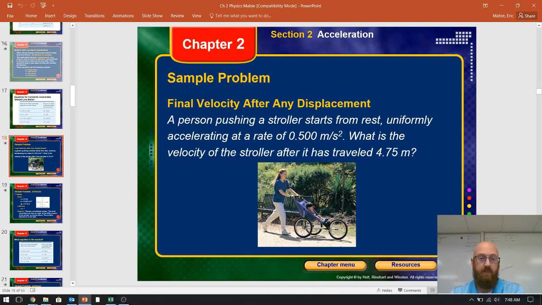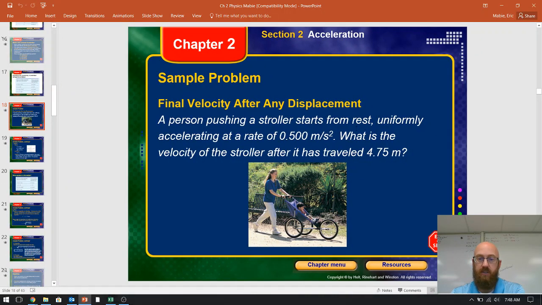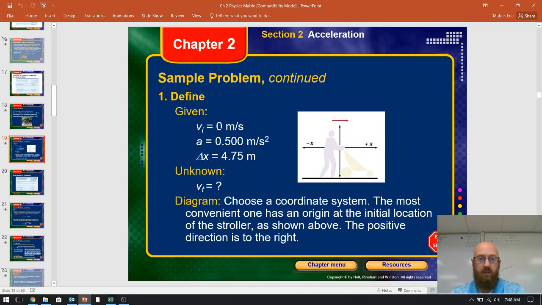So here we go. Sample problem. You're pushing a stroller, it starts from rest, accelerating at a rate of 0.5, find the final velocity of the stroller if it's traveled 4.75 meters. Okay, so in this case, what do we know? We know our initial velocity is 0. We're at a stop. Acceleration is 0.5. Our distance is 4.75.